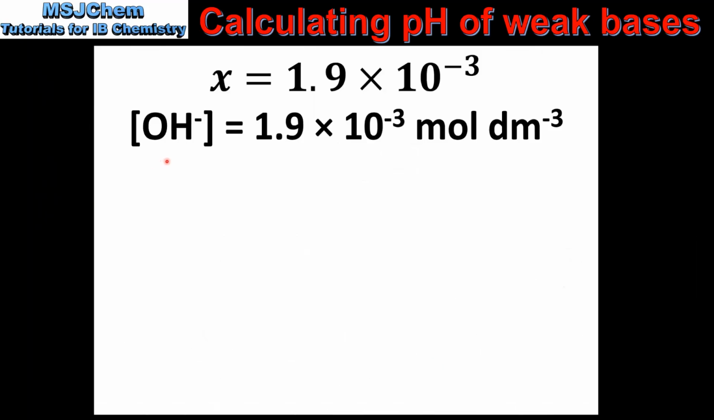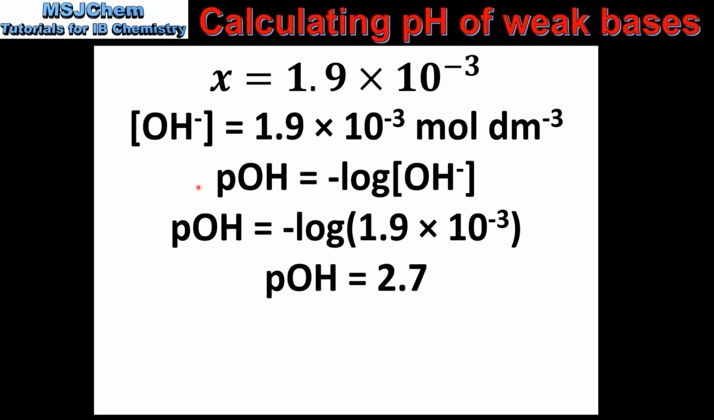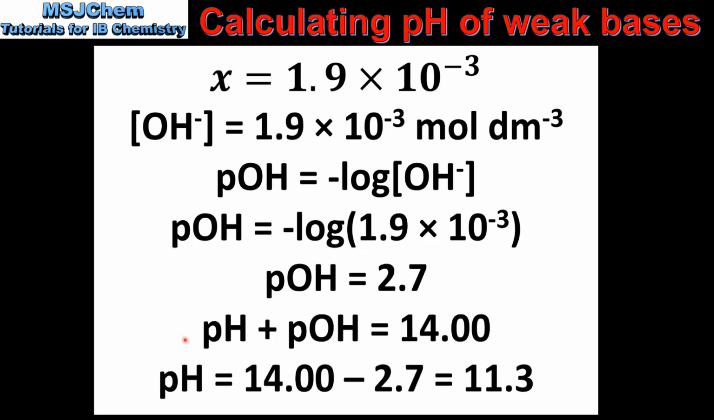In the previous slide, we calculated the value of X, which is the concentration of hydroxide ions in solution. Next, we'll calculate the pOH value. The pOH is equal to the negative log of the hydroxide ion concentration, which gives us a pOH value of 2.7. At 298 K, the pH plus the pOH is equal to 14. Therefore, the pH is equal to 14 minus 2.7, which gives us 11.3.